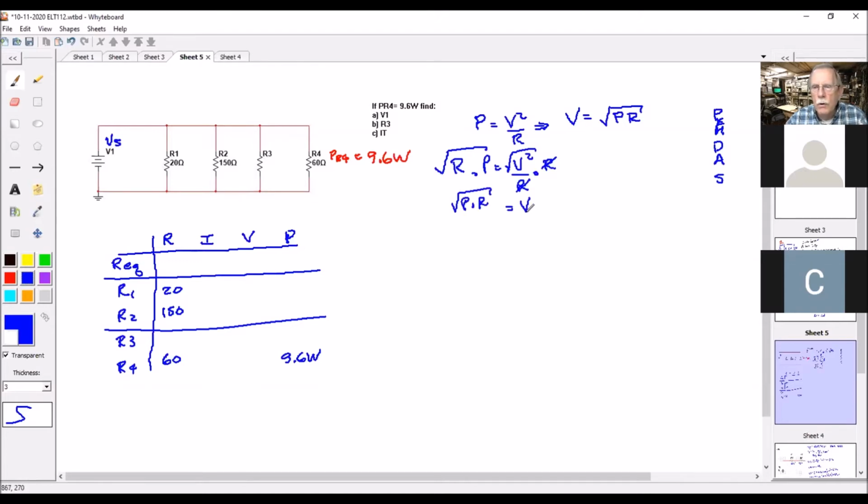Hopefully you all know that. My past experience has been there are people who get lost in this, so I always take the time to go over it. So V is equal to the square root of P times R. So I have 9.6 watts times 60 ohms. And when we do that, we get 24 volts, I think.